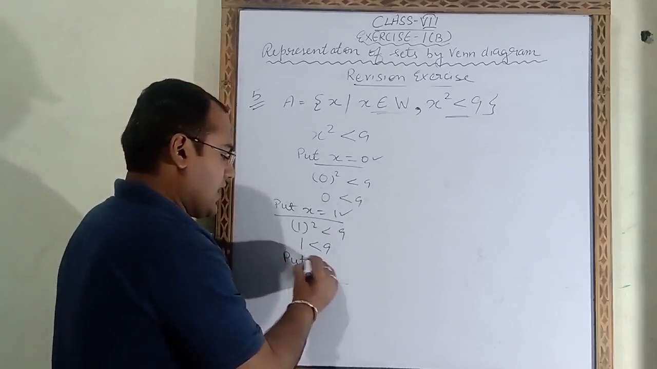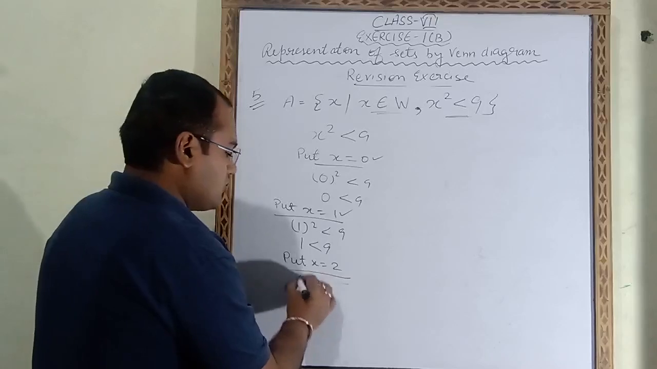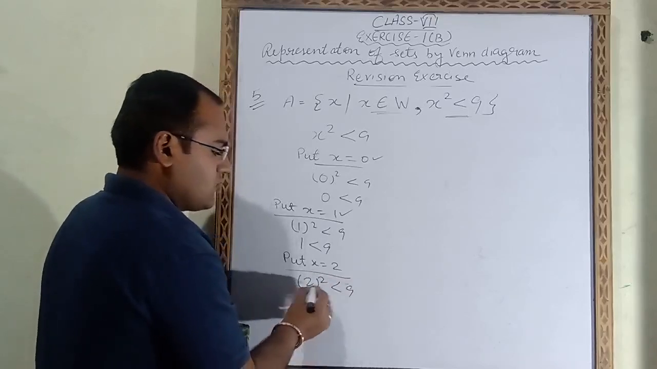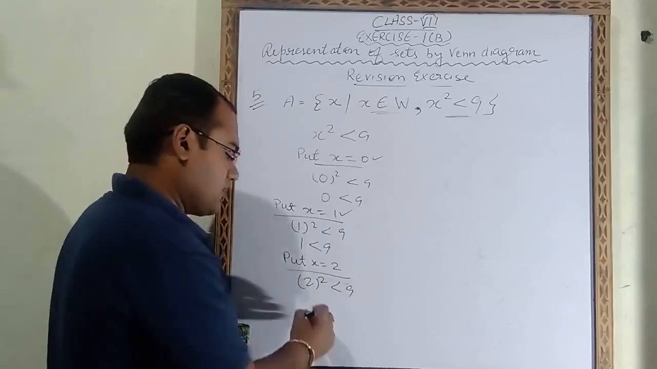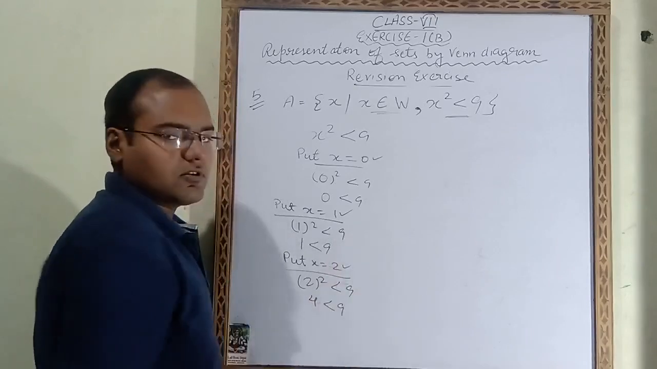Next one is put x is equal to 2. So here we have to put 2. 2 square is less than 9. 2 square means 2 multiply 2. Answer will be 4. 4 is less than 9. Yes. That means this answer is also correct.